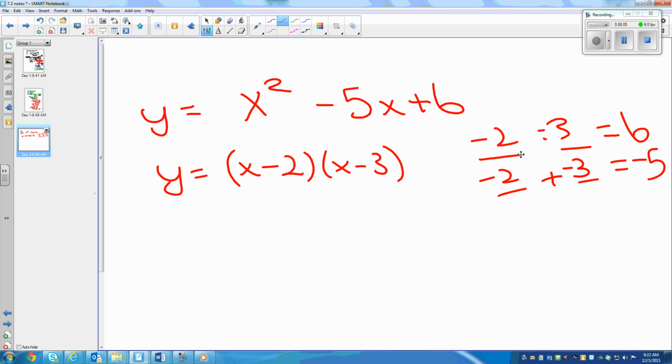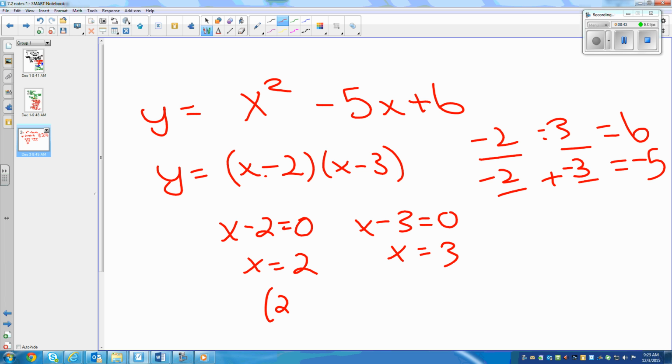That's factoring it. Now to solve for the x-intercepts, what do we do? Set y to 0. So we set each of them to 0. So we get x minus 2 equals 0, and x minus 3 equals 0. Because if you're solving for 0, 0 times anything is still 0. So if this becomes 0, y equals 0. Or if this becomes 0, y equals 0, right? So if we solve for these cases, we get x equals 2 and x equals 3. So the points for the x-intercepts are 2, 0, and 3, 0.